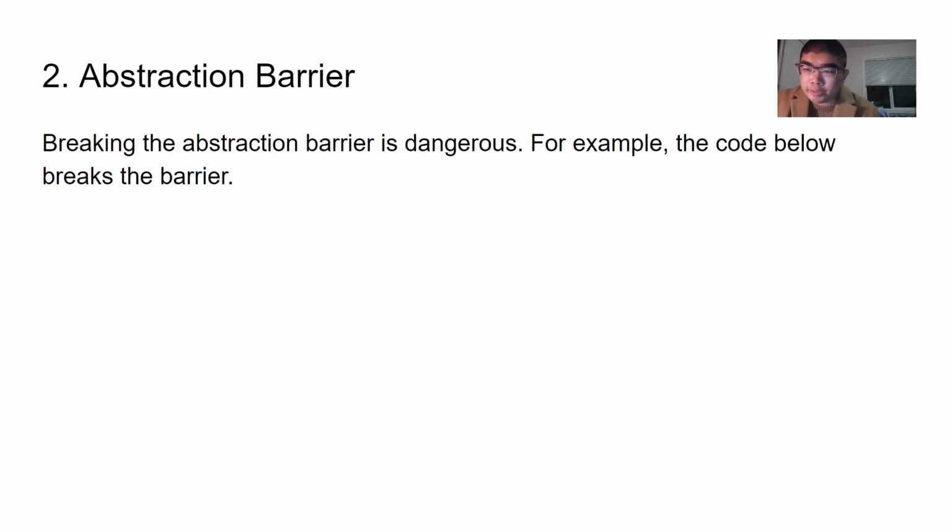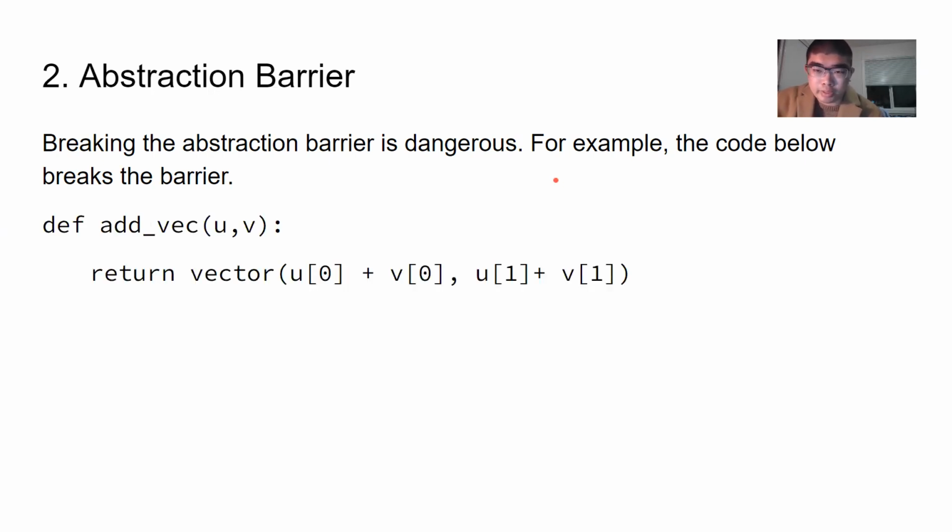So breaking the abstraction barrier can be dangerous. These examples break the abstraction barrier, and I will show why it is dangerous. Suppose I have these two vectors. Actually, I don't think we can assume them as vectors, so suppose they are just lists.